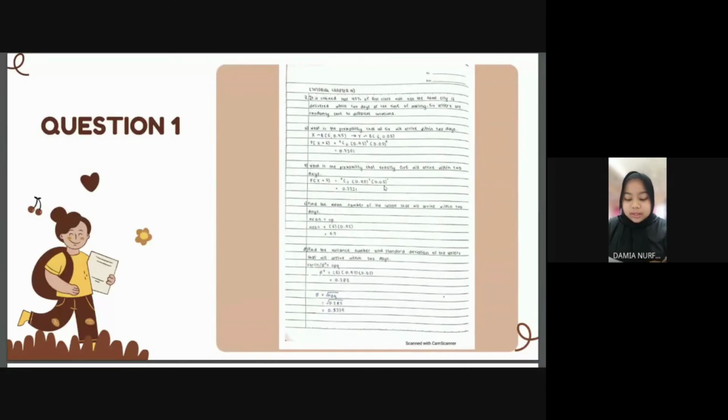So we got mean is equal to np. In this question, n is 6 and p is 0.95. So we got 5.7. The last question is, find the variance and standard deviation of the number of letters that will arrive within 2 days. For the formula, variance is npq.